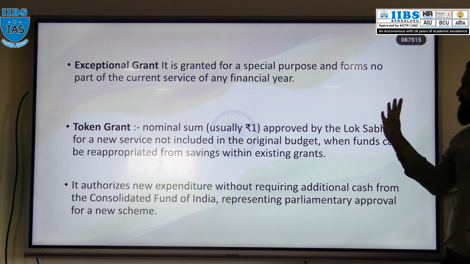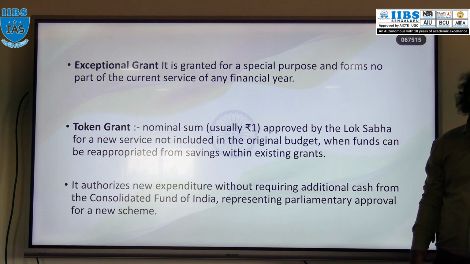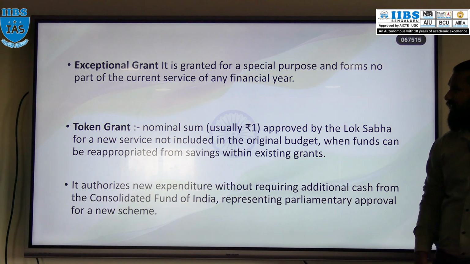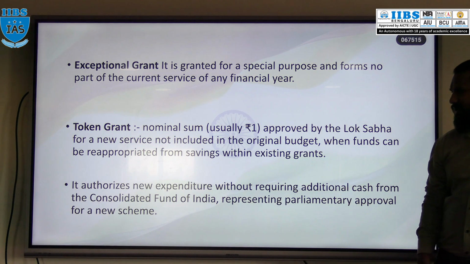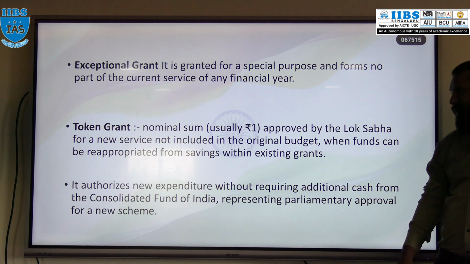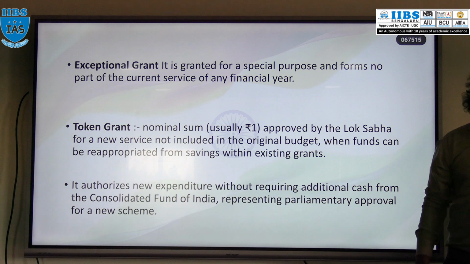The next, exceptional grant. It is granted for a special purpose. Exceptional grant is granted for the special purpose and in special cases. Token grant. So what is that token grant?